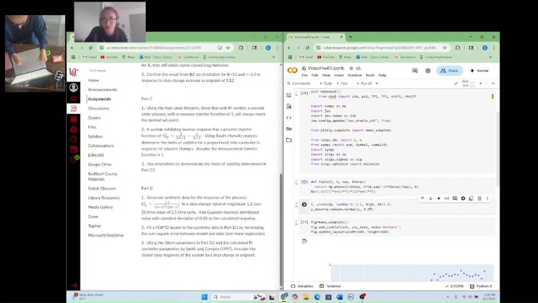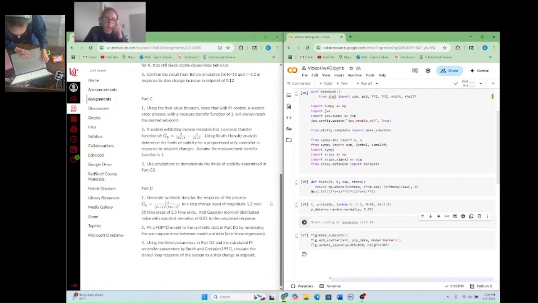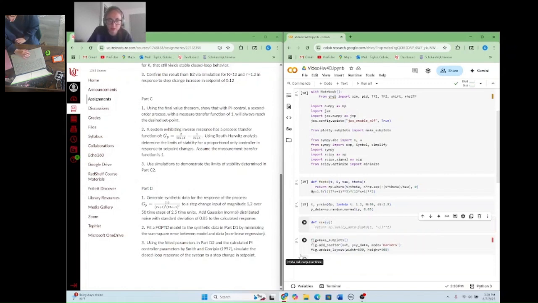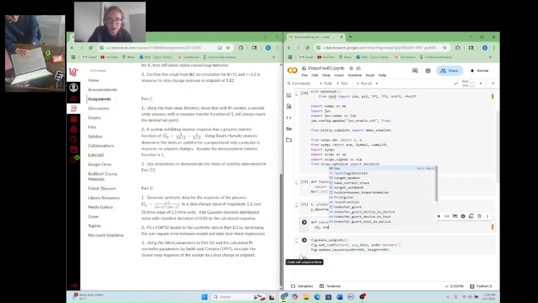And so then after this, we need to do our sum squared error, right? We want to minimize that sum squared error, so let's define our sum squared error. I have a vector in here, so let's unpack our vector. So it's K, tau, and our theta.